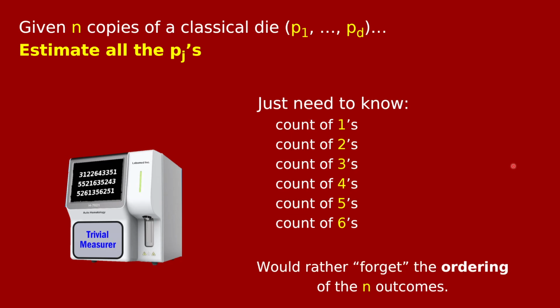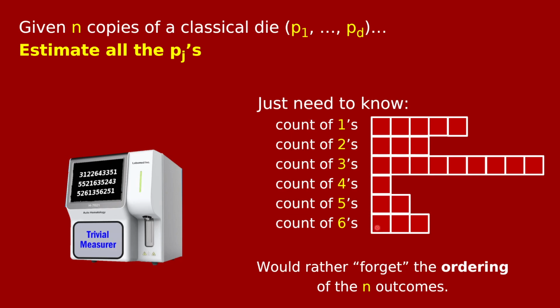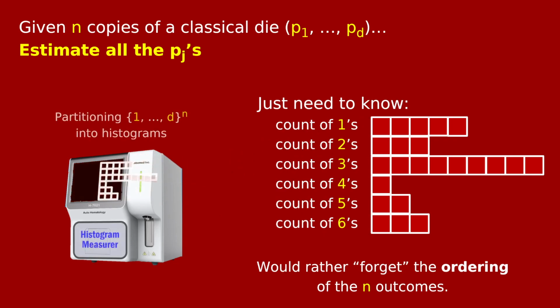In other words, you'd rather forget the ordering of the n outcomes. What you're really looking for is just this partial information: what is the histogram of the rolls? How many 1s were there, how many 2s, etc. And therefore, rather than using the trivial measurer, you're just as happy to use what one might call the histogram measurer, which takes all d to the n possible outcomes and groups them together into the ones that generate the same histograms, which are the ones that are the same up to permutations of the n outcomes. So this is a measuring device that you're willing to use, this partition into histograms.